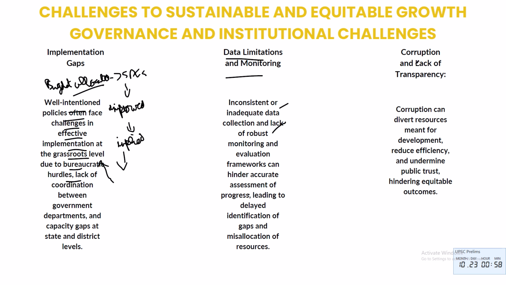Next one is corruption and lack of transparency. Corruption can divert resources meant for development, reduce efficiency, and undermine public trust, hindering equitable outcomes. See, when transparency is not there, funds can be used for whatever one might want. So this is something which must be taken care of. These are a few challenges which we looked at.